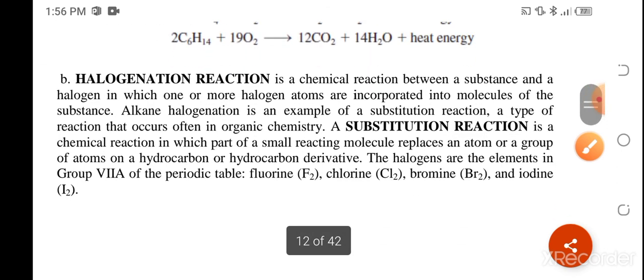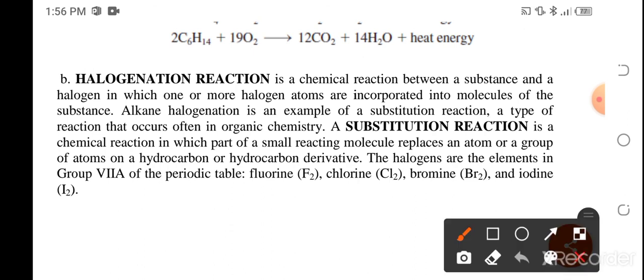Okay? So, for halogenation reaction, this is actually a substitution reaction. Pag sinabing substitute, merong pagpapalit-palitan ng mga molecule. Okay? So, paano yun?